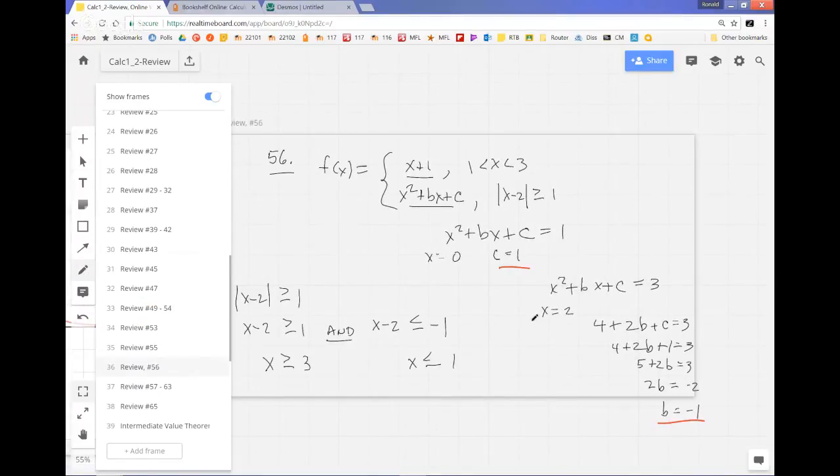So basically, they asked you, what b and c do you need to make that true? And we were able to figure it out. When c is 1 and b is negative 1, then these two functions would form a continuous function.